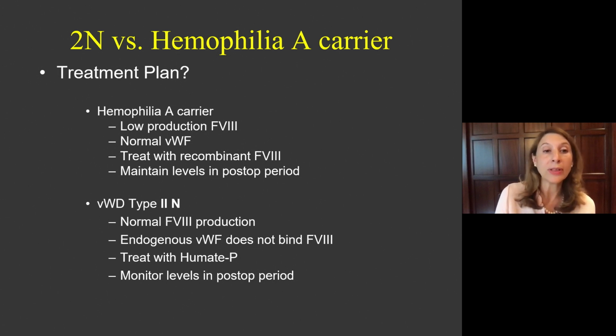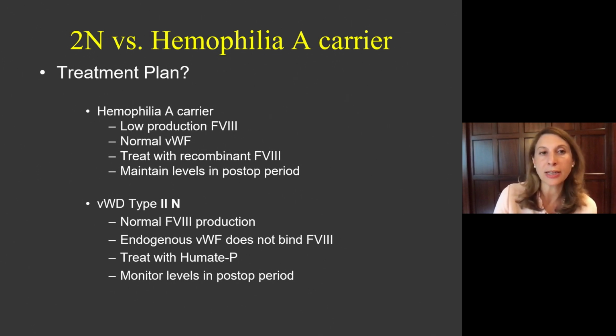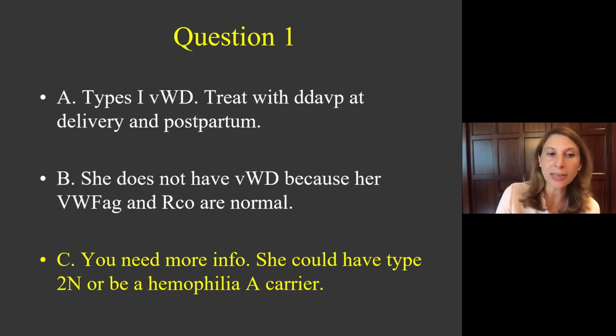How do you treat it? Now, that does depend on what they have. A hemophilia A carrier will have low production of factor 8, normal von Willebrand. You can treat them with recombinant factor 8 and maintain levels in the post-op period, whereas a von Willebrand type 2N can have normal production but abnormal binding of factor 8, the endogenous factor. Von Willebrand factor does not bind to it. You want to treat them with Humate-P or another von Willebrand concentrate, and you want to also monitor levels in the post-op period. So that's a little bit about how to distinguish 2N from a hemophilia A carrier. And so C was the correct answer.